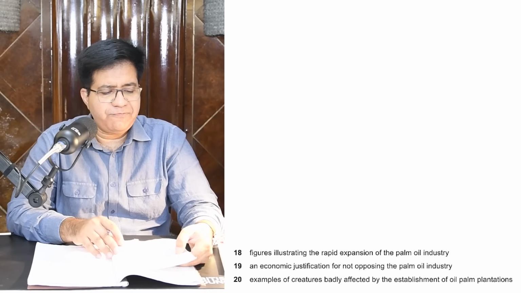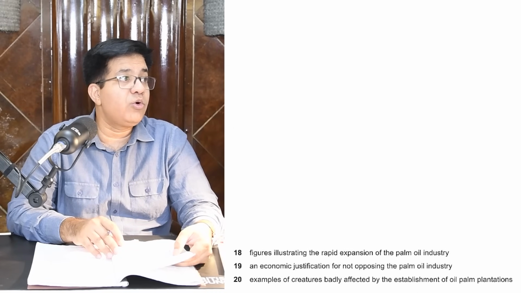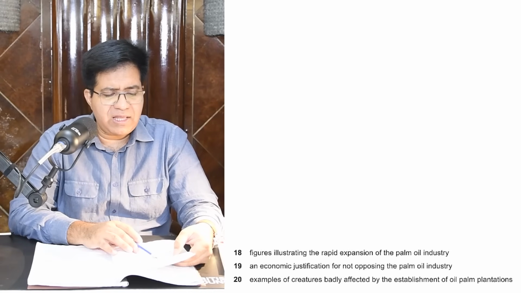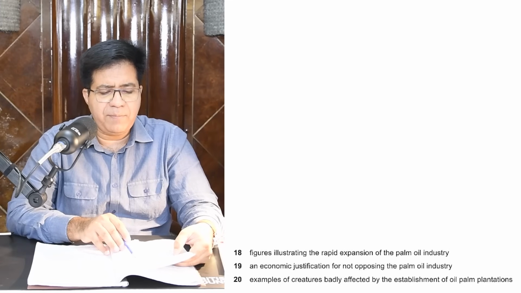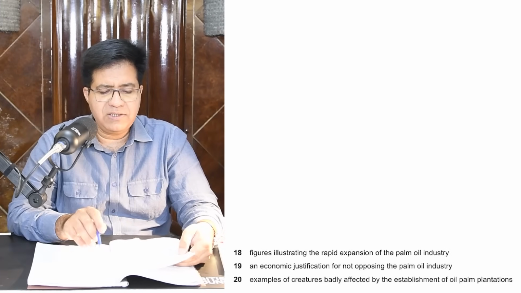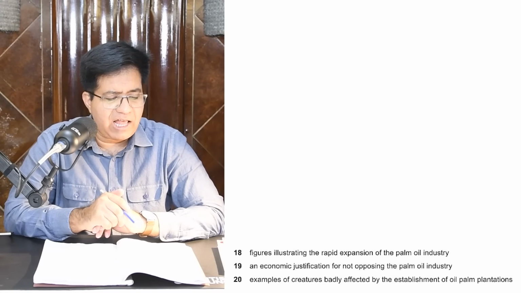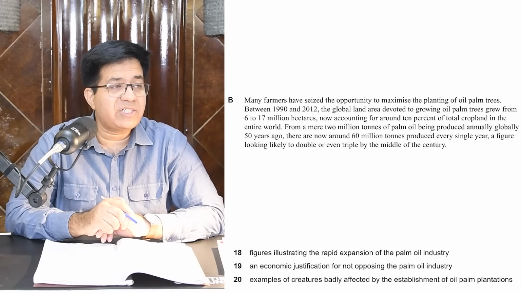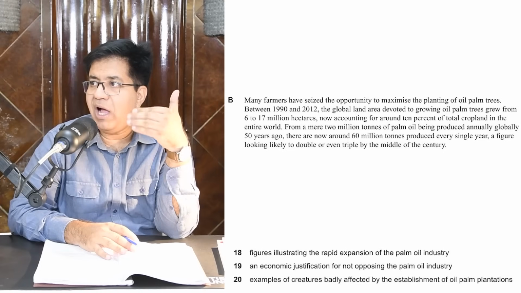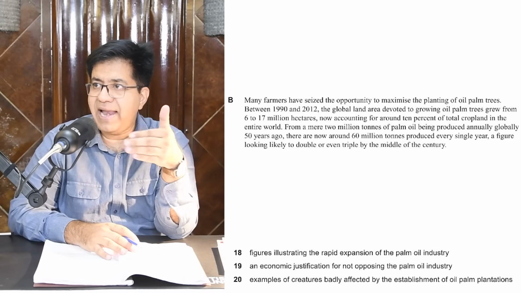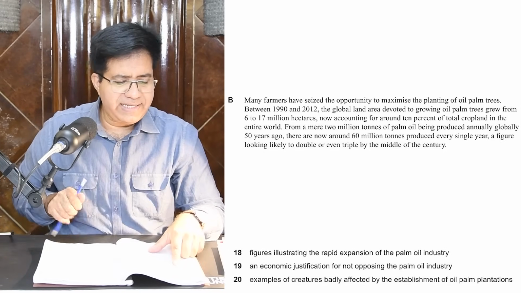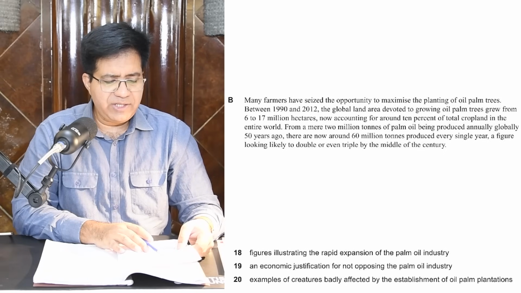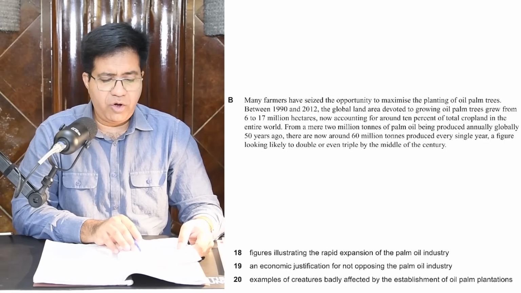Question number 18, figures. Whenever they talk about figures, look for numbers, million, billion, whatever. Figures illustrating the rapid expansion of the palm oil industry. Figures, exactly. That is paragraph B. They use the words 6 to 17 million hectares. Hectares is, you know, how we measure land. So they said 6 to 17 million hectares. So what is that? Figures illustrating the rapid expansion of the palm oil industry.